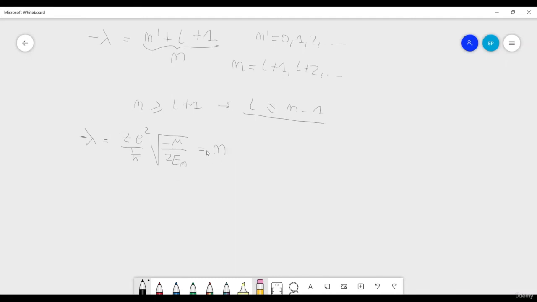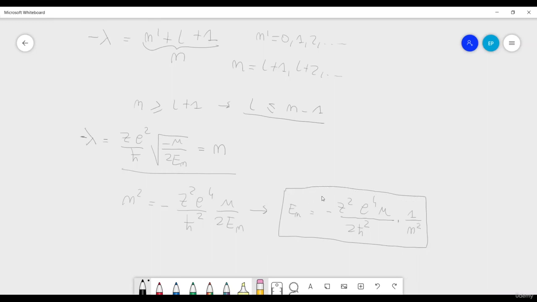And now if you square both sides of this equation, you want to find the expression for the energy, right? So you can write that n squared is equal to minus z squared e to the power 4 divided by h bar squared times mu divided by 2 E sub n. And from here, you get that E sub n is equal to minus z squared e to the power 4 times mu divided by 2 h bar squared times 1 over n squared. And this is the important expression for the energy.